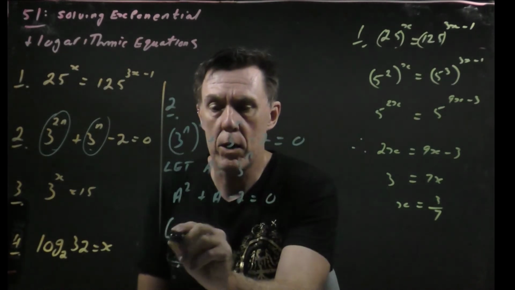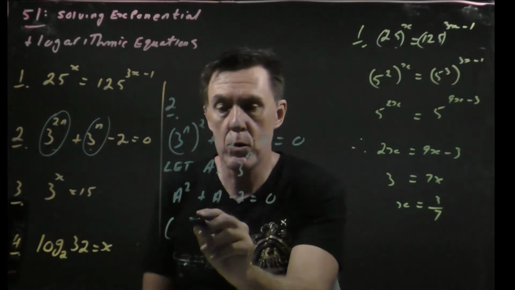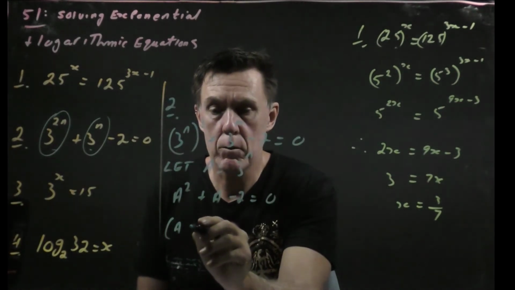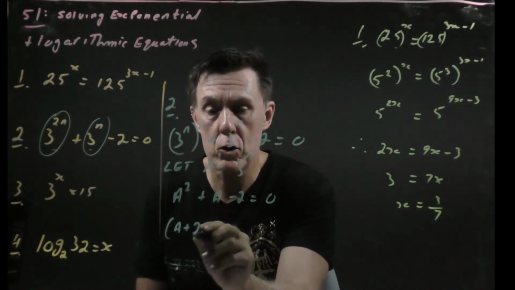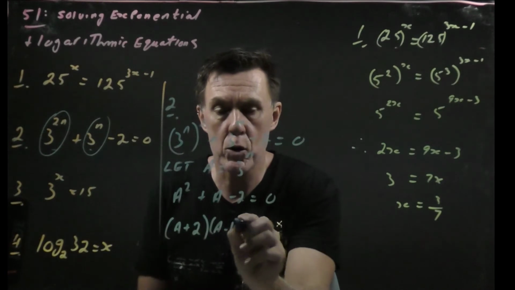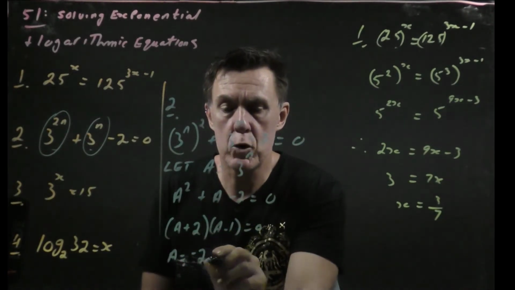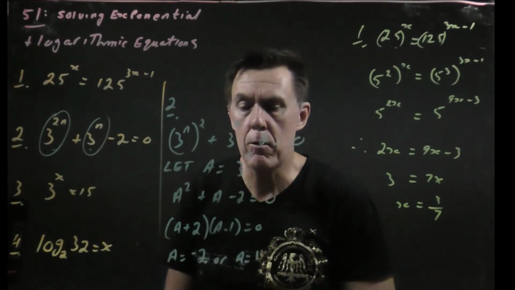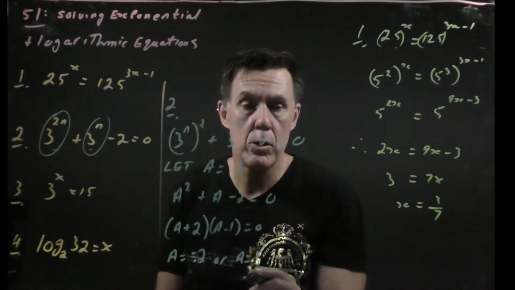So we can factorise that. 2 numbers add together give 1, multiply to give negative 2. So that would be a plus 2, a minus 1. So a must be equal to negative 2, or a is equal to positive 1. Right, so we know what a's value is. We substitute back in what a is equal to.